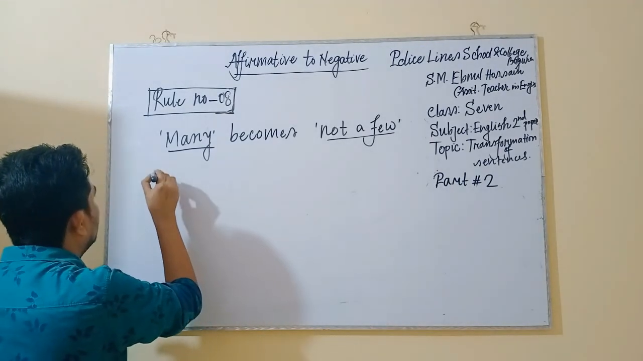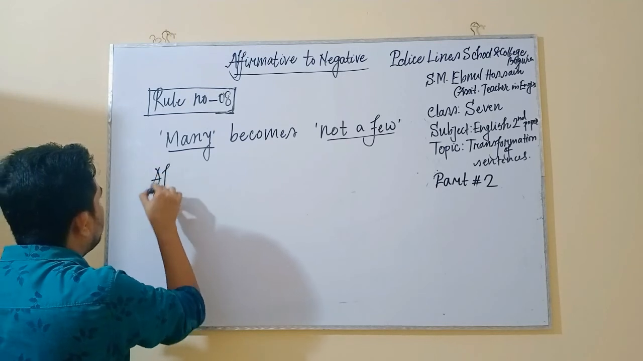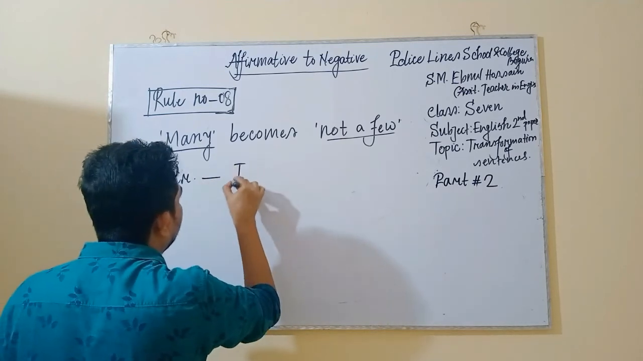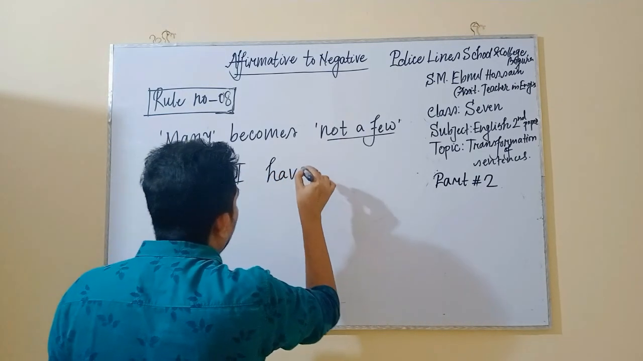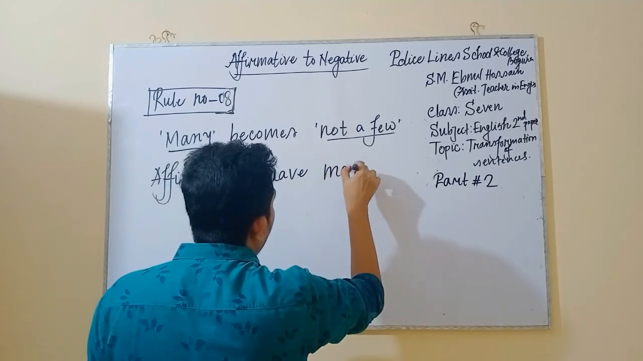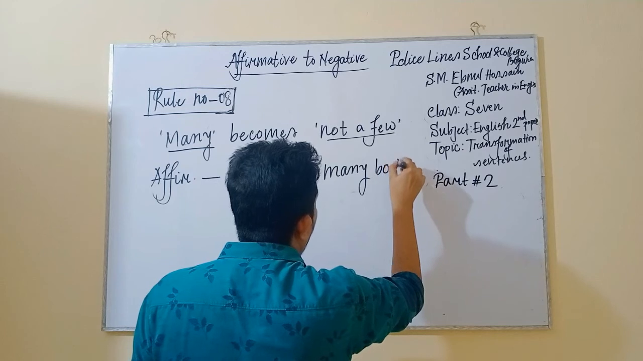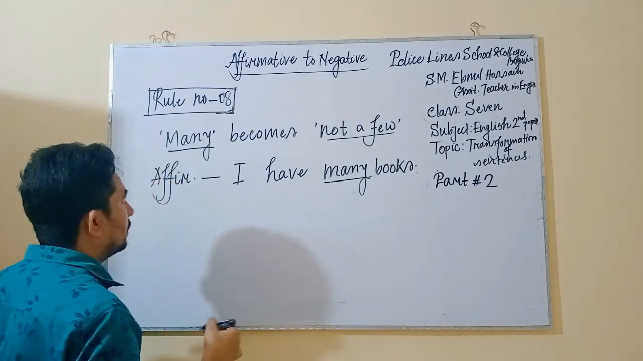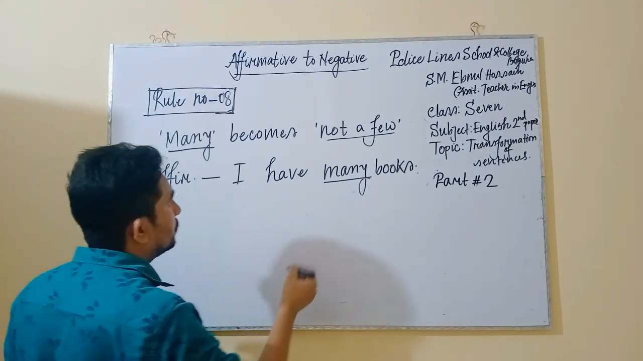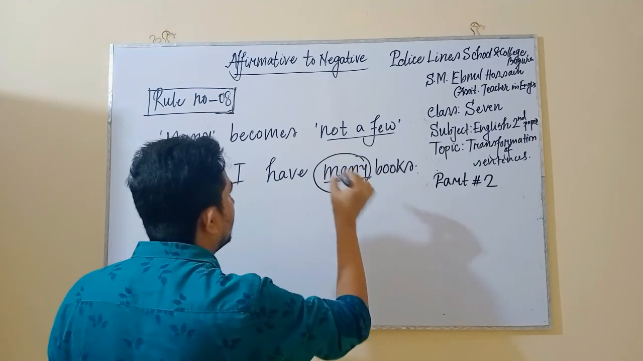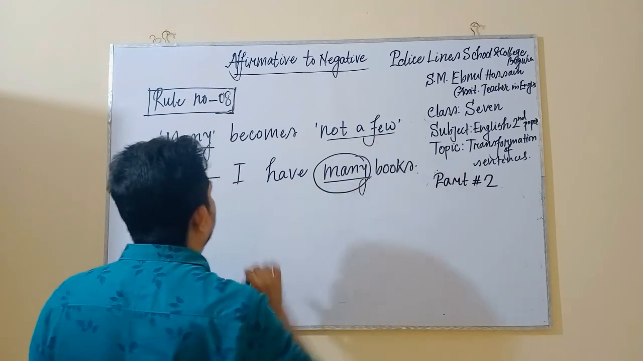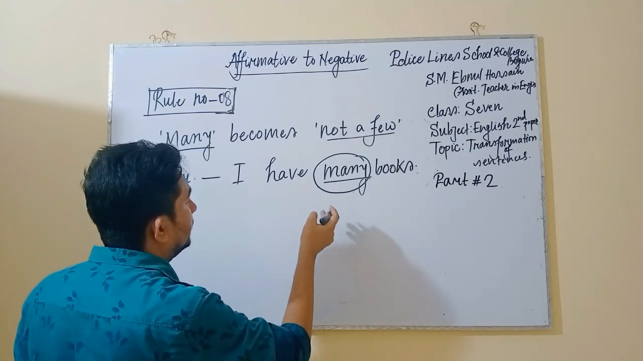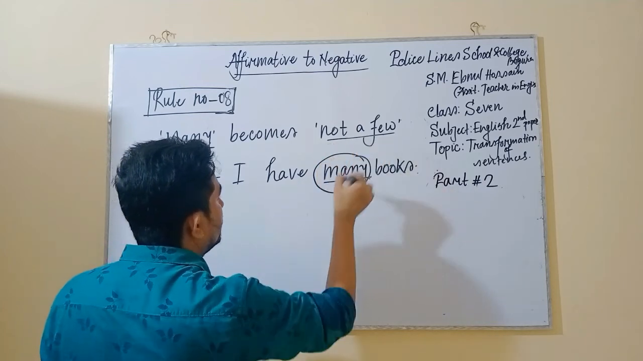Now I am citing an example. Affirmative sentence: I have many books. Here we can see the word "many". So in the negative, we have to change this word "many" into "not a few". That means in the negative we can use the phrase "not a few" instead of "many".